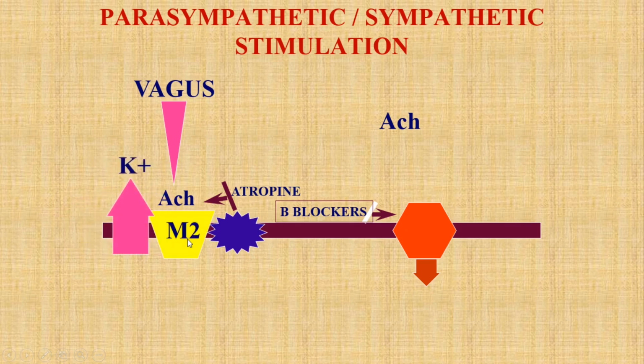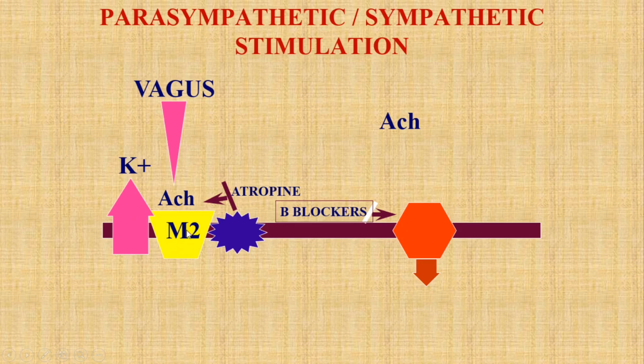And because of the activation of muscarinic receptor M2, there is an opening of one channel, that is the potassium channel. So because the potassium channels are open, potassium efflux occurs. So more potassium is going out. So the membrane potential gets hyperpolarized at the end of the action potential.